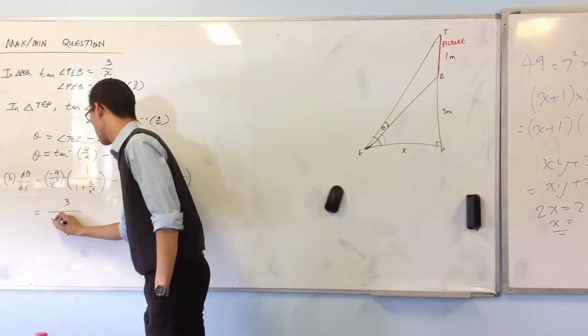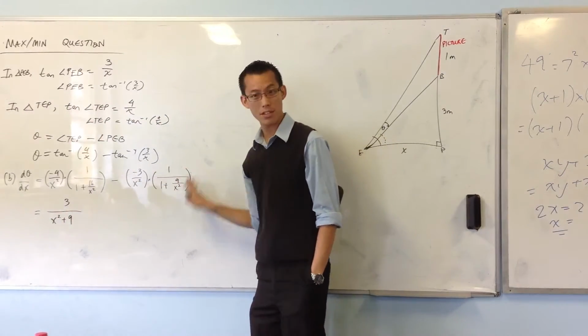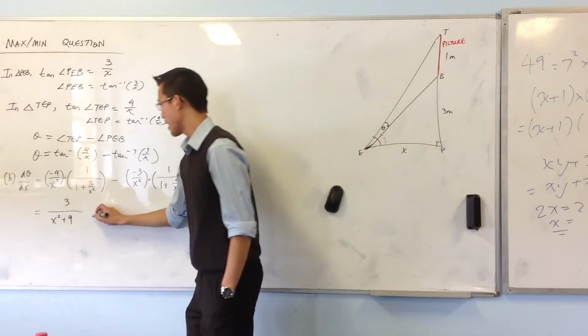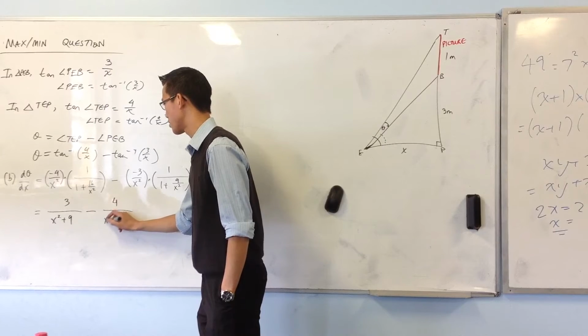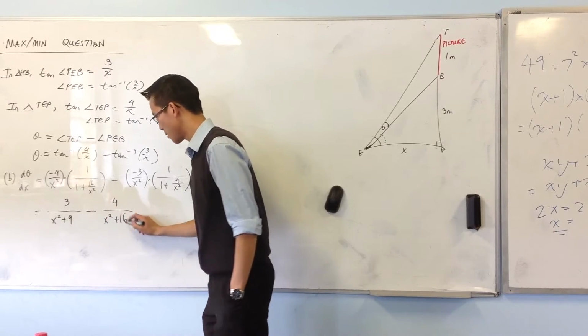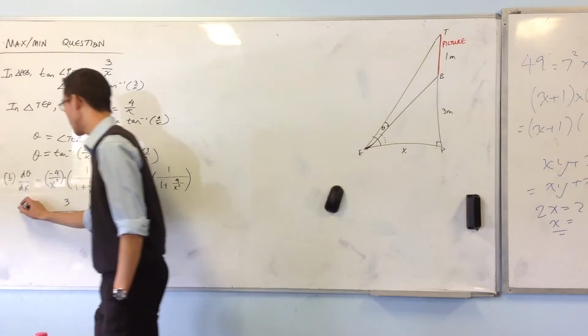I'm going to get x squared plus 9. Is that okay? That's from this term over here. And then here, that minus sign, I'll put it there. 4 on the top, and in much the same way, the denominator gets a little bit simpler. So there's my derivative.